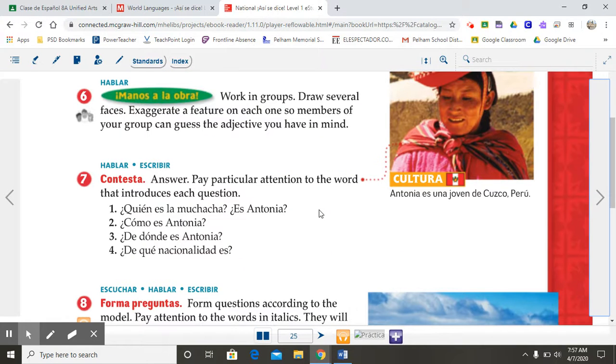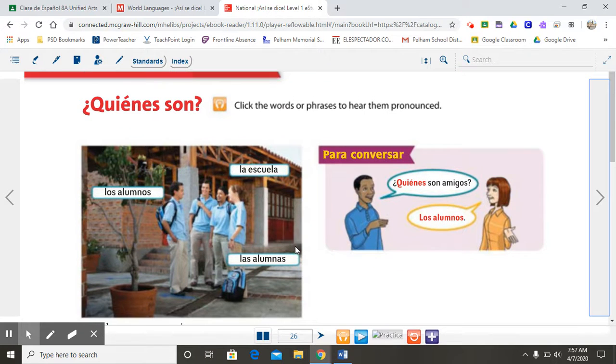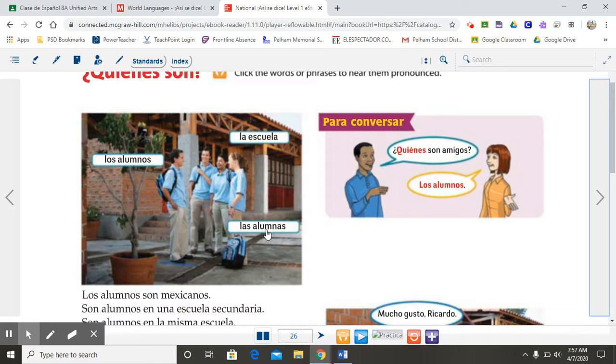We did a practice. This was more practice. Now, this is what we did yesterday. So again, you see that the words are in bubbles. So la escuela is the school. If you see this word on the exit ticket, what does it mean? School. Okay? Escuela.